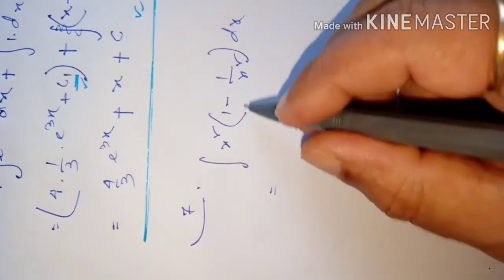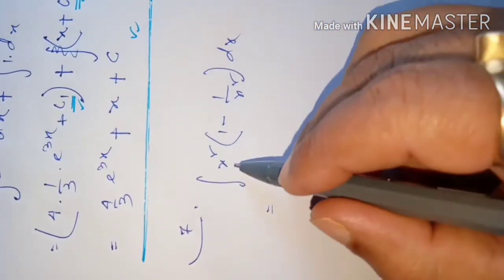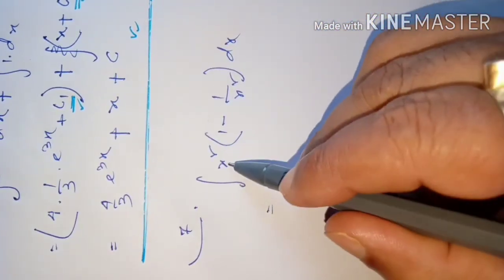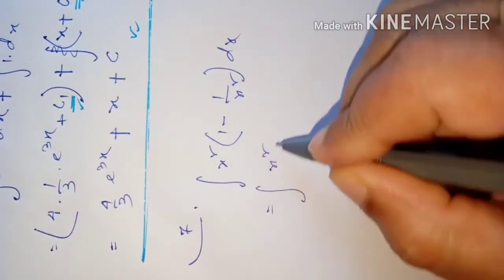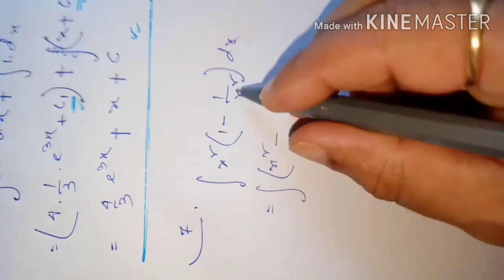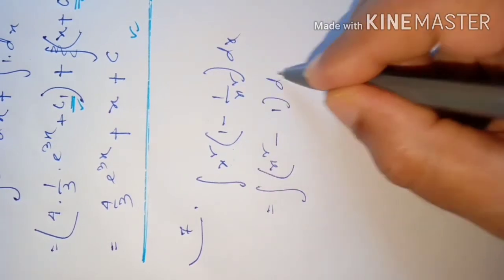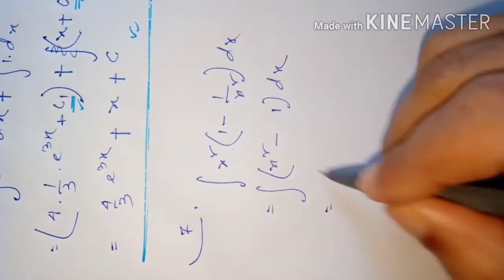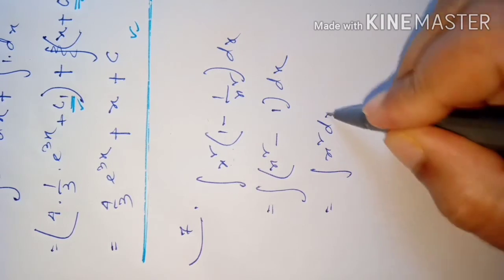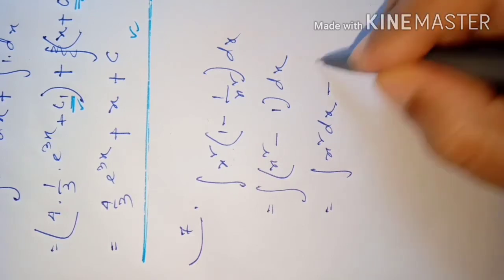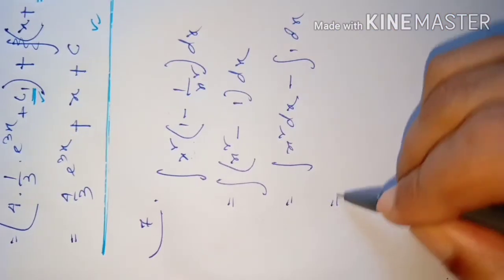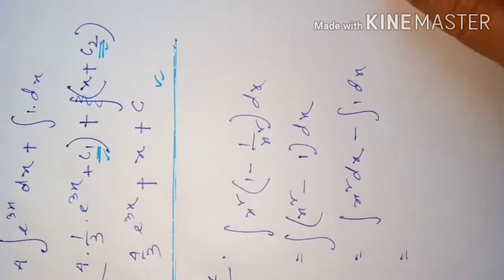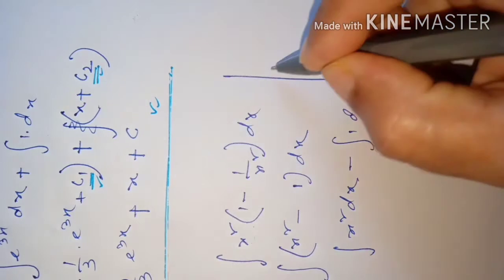Since it is a polynomial, we can just multiply this x square over this. We can expand this, means x square minus x square into 1 by x square is 1, dx. Like this you can write. So then the integral of x square dx minus the integral of 1 dx. Got the idea?